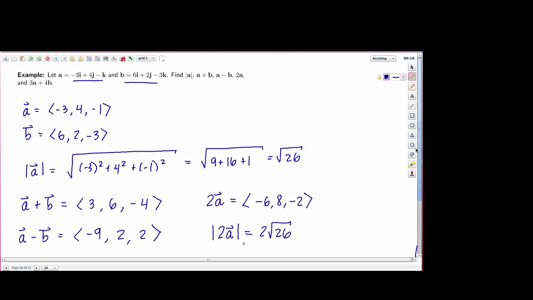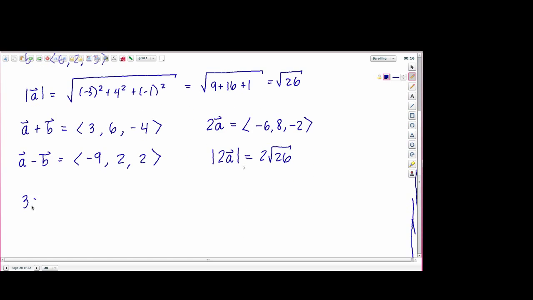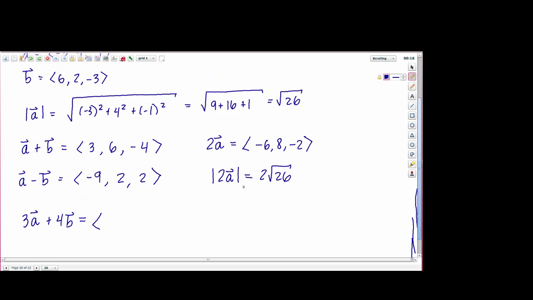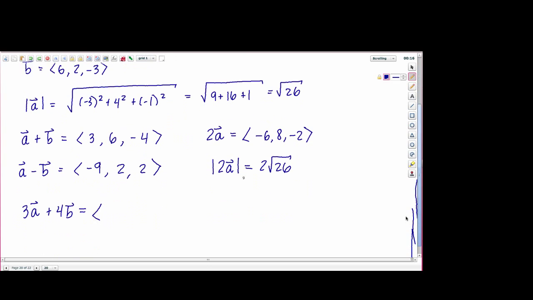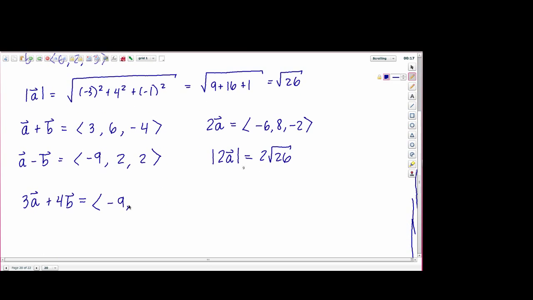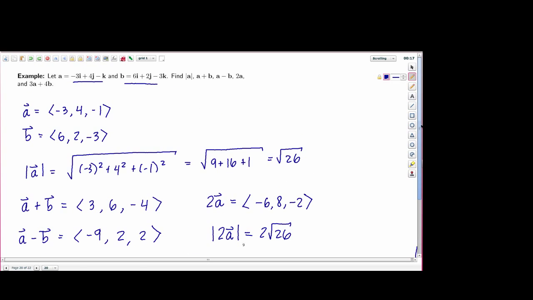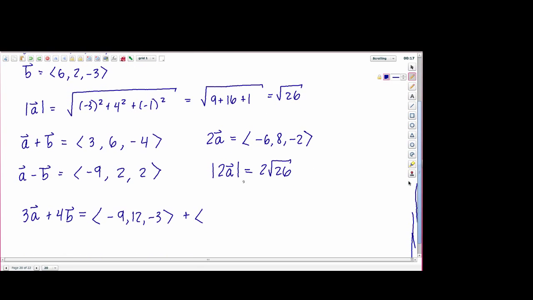And now the last thing we were asked to find was 3A plus 4B. So first let's write out what 3A was. So we just multiply all components by 3. So we get -9, 12, -3. And then we're going to add on to that 4B. So we'll multiply all components of B by 4. So we get 24, 8, -12.